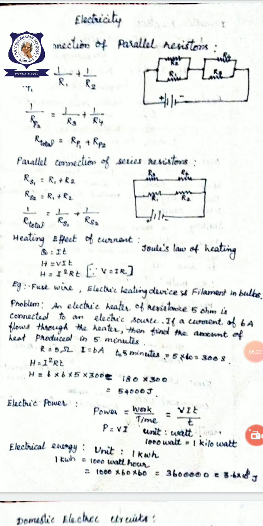See, the heat produced depends upon the current flowing in the circuit, then the resistance of the material of the coil, and the time of flow of current. So with the help of Joule's law of heating, we can calculate the heat produced.